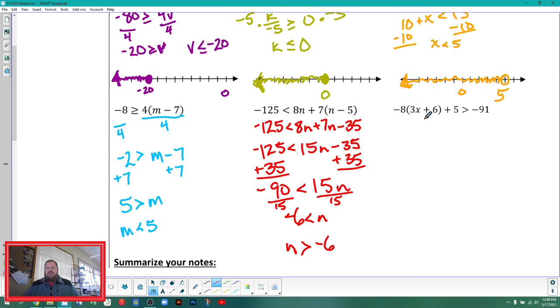Next set over here, it's probably not a bad idea. I've got a couple options of how to do this. I'm going to distribute and combine like terms first. It might make it a little bit ugly, but it should work out in the end. This is going to give me negative 24x. That's going to give me negative 48. Plus 5 is greater than negative 91.